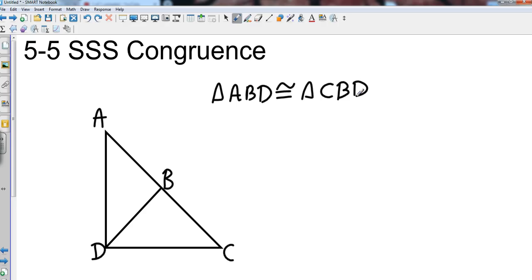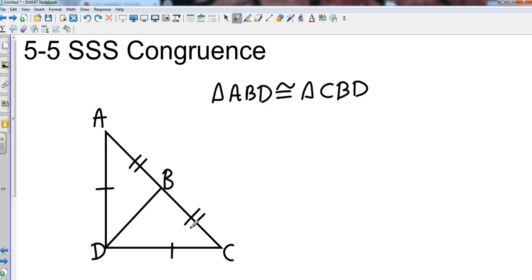and you were given that AD and CD are congruent and AB and BC are congruent, would that give you enough information for side, side, side congruence? Now, some of you are probably already a step ahead of me. Again, there's not a whole lot to hide here.